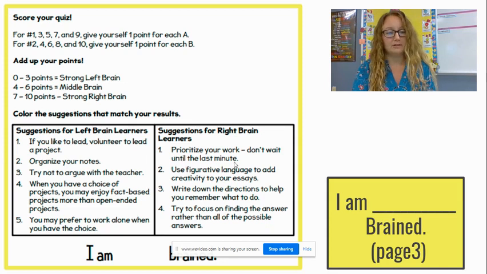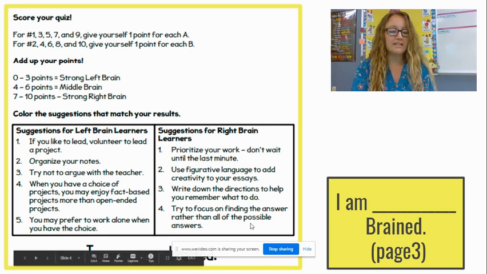Suggestions for right brain learners: prioritize your work. Don't wait until the last minute. Use figurative language to add creativity to your essays. Write down the directions to help you remember what to do, and try to focus on finding the answer rather than all of the possible answers. Okay, so this will help because there are different suggestions depending on if you are left brain or right brain.